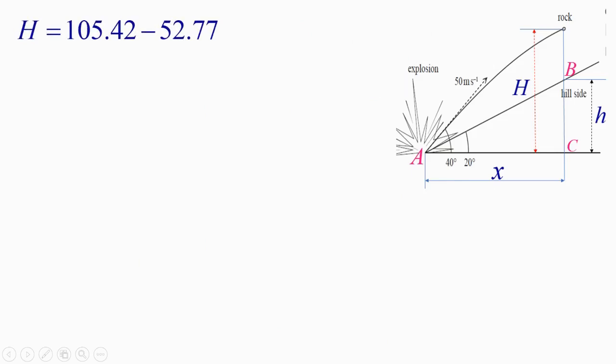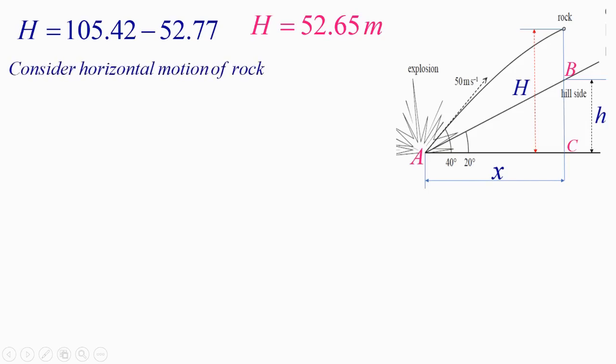What about the maximum height? Maximum height is equal to 52.65 meter. We got the value of maximum height achieved by the rock as 52.65 meter. Then now we are moving to consider the horizontal motion during the same time which is consumed by the rock to achieve the maximum height. That is, consider the horizontal motion.